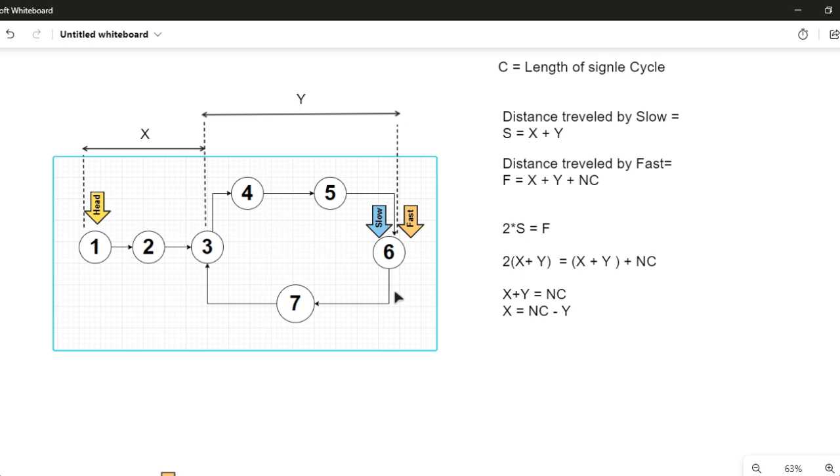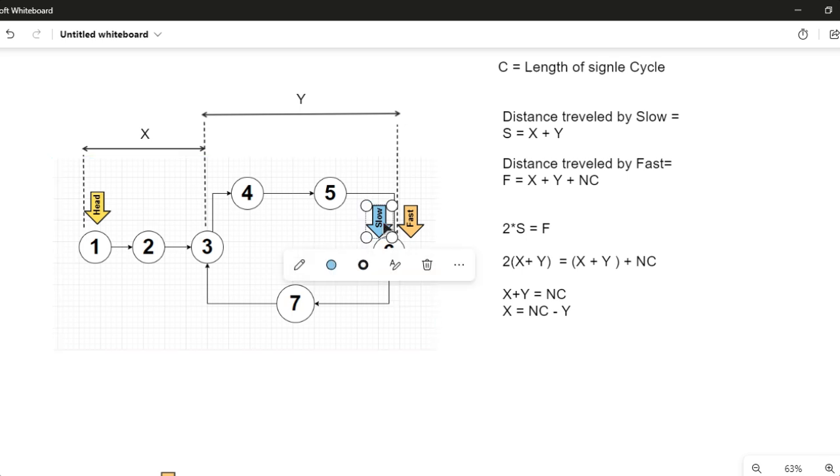For that, let us consider that the slow pointer is not moving at all, and the fast pointer is just moving one node at a time. That means the slow pointer is just staying here and the fast pointer is moving one node at a time. In that case, it will definitely meet the slow pointer, because the slow pointer is at a fixed position and fast is moving one at a time.